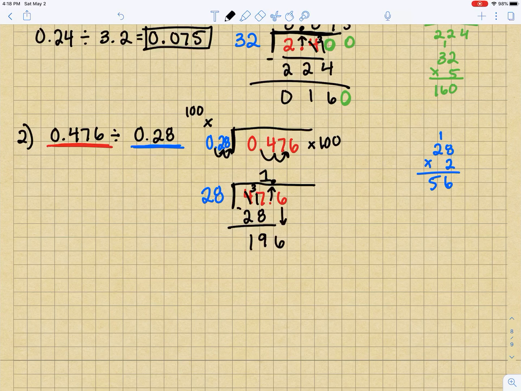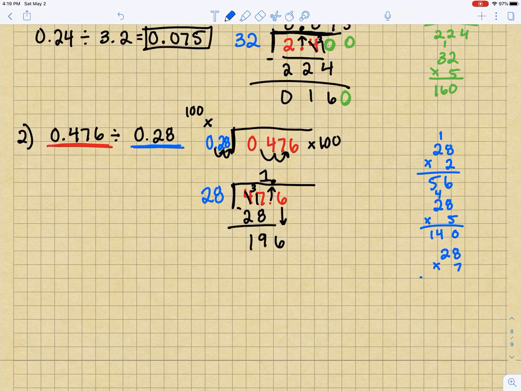Let's see how many times 28 goes into 196. Well, 28 times 2 is 56. What if I do 28 times 5? Let's try that. 5 times 8 is 40. Carry the 4. 5 times 2 is 10 plus 4 is 140. Not quite. I need a little bit more. I'm almost there, though. So maybe let's try 7.